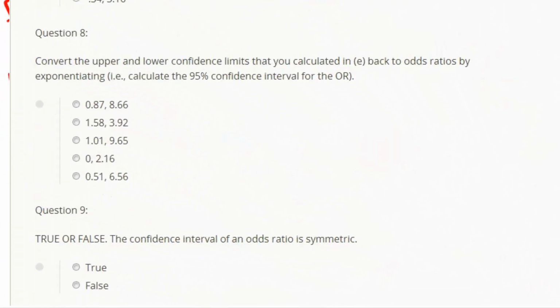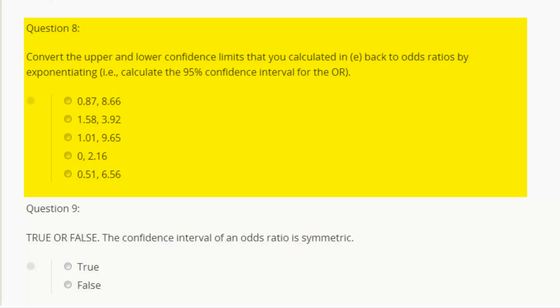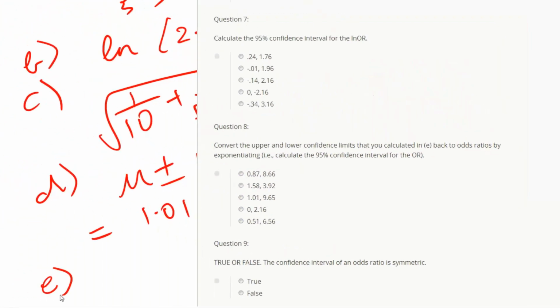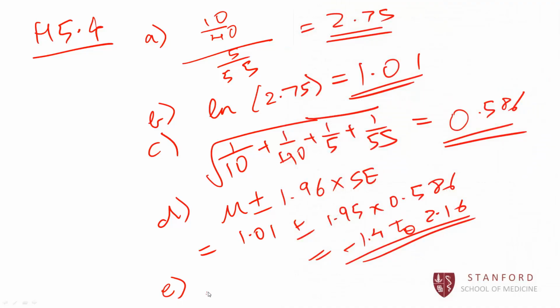This question wants us to exponentiate the values we found in D so that we have the confidence interval in terms of odds ratio as opposed to log of odds ratio. So that would be an exponential of minus 0.14, which would be the lower bound, and exponential of 2.16, which is the upper bound. And in terms of the odds ratio, we get the confidence interval to be 0.87 to 8.66.